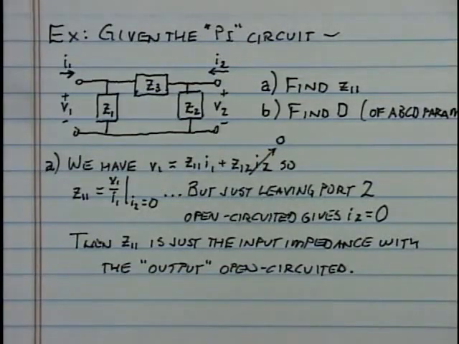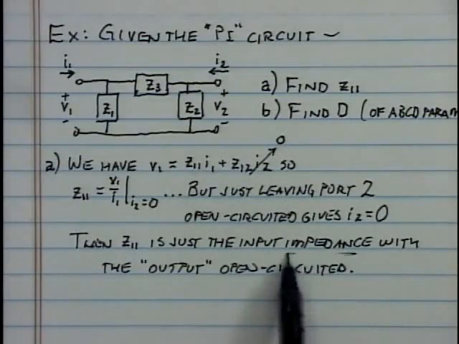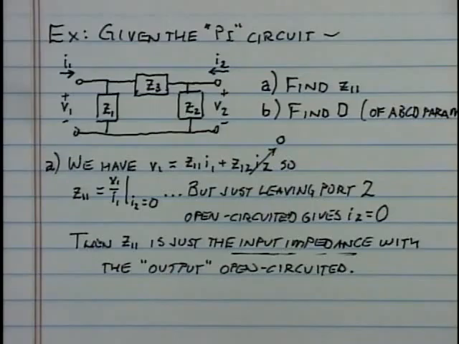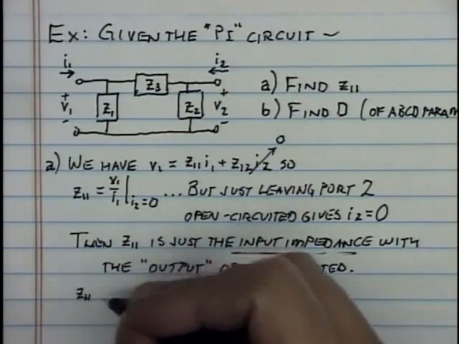So you can think of Z11 as being V1 divided by I1 when I2 is 0, or V1 divided by I1 when port 2 is open circuited, or the impedance looking into port 2 when port 1 is open circuited, or what we often define as the input impedance, or the impedance looking into port 1, the same thing, when the output of the circuit, port 2, is open circuited. Okay, here we go. Let's do some actual calculations then.